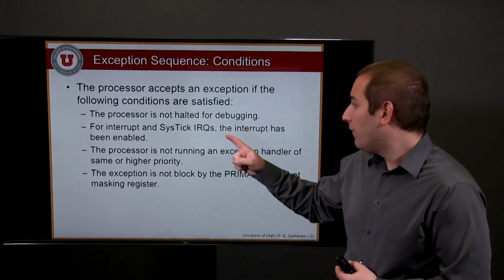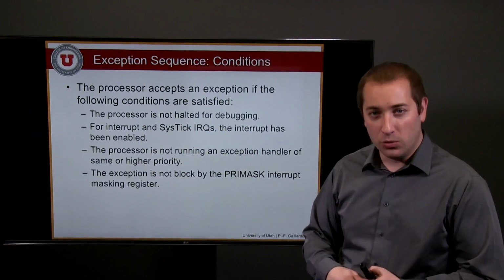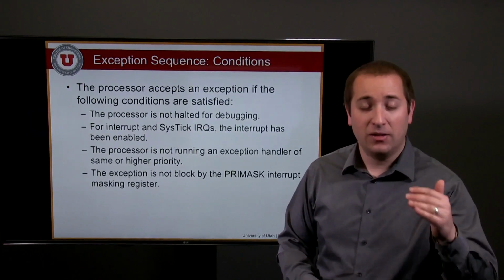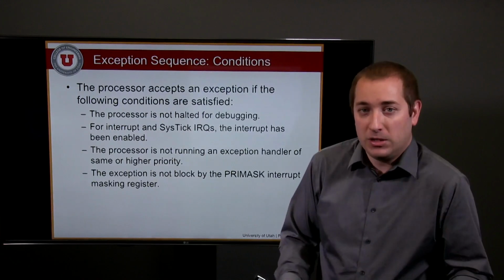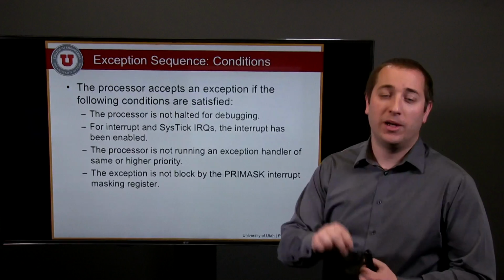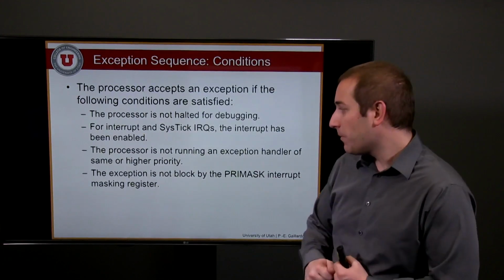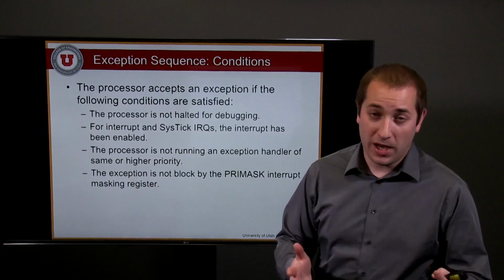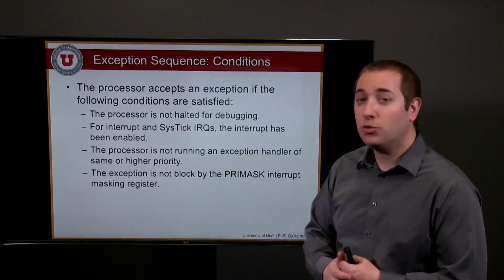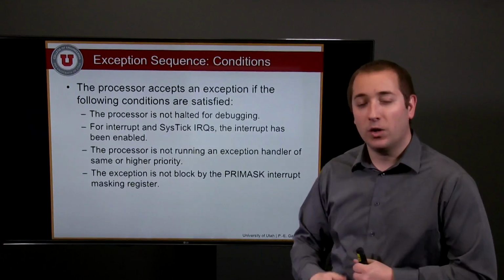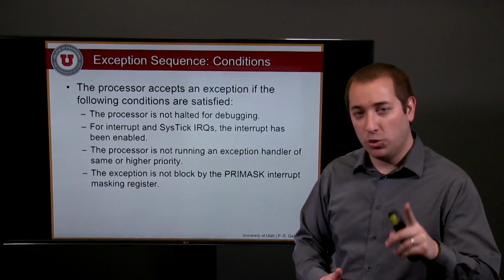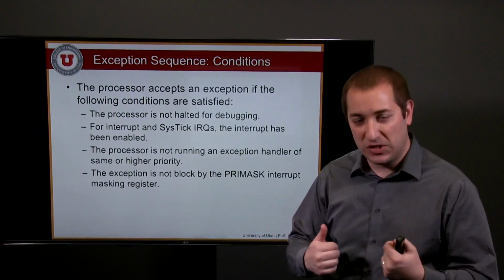Second of all, for the interrupt, as well as the SysTick IRQs, the interrupt has to be enabled. By default, all the basic exceptions, reset, NMI, and HardFault are activated. They're fundamental to guarantee the proper operation of your processor. But for the other IRQs, you decide and you have to activate them by setting the right set of registers. In addition, the processor should not be running already an interrupt of the same priority or higher. Otherwise, your interrupt will be in the pending state. And finally, the exception should not be blocked by the PRIMASK interrupt masking register. So not only should your interrupt be enabled, but PRIMASK should allow you to receive interrupts.